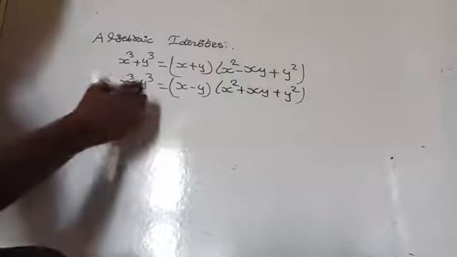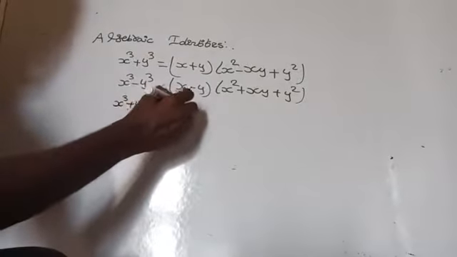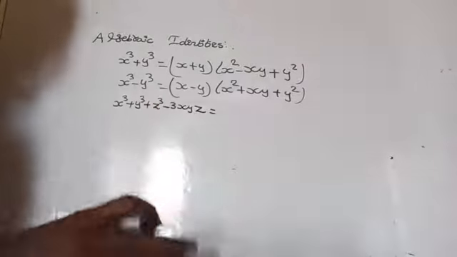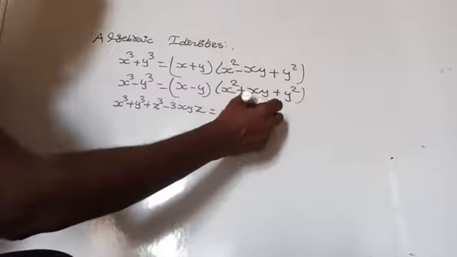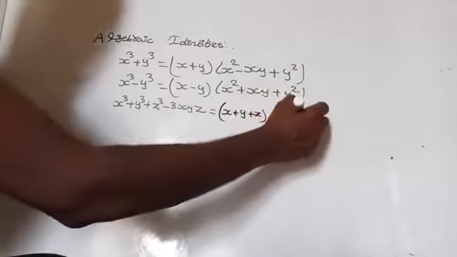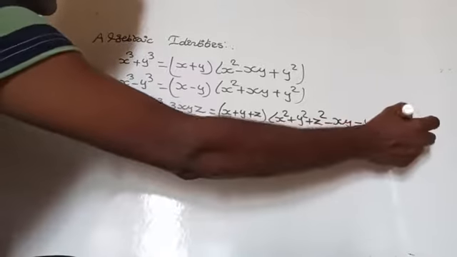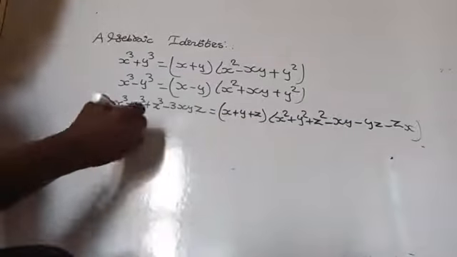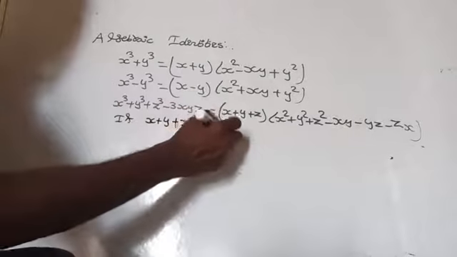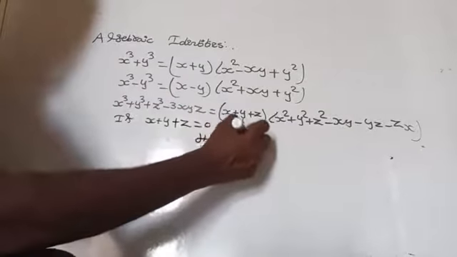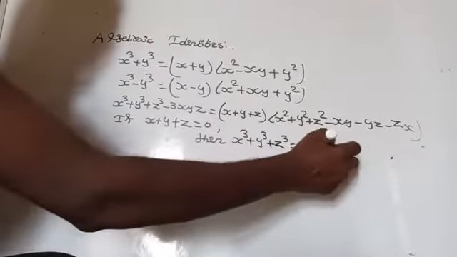Am I right here? And then x cube plus y cube plus z cube minus 3xyz. I think it is not in your syllabus, but anyway you can learn this identity. That means (x + y + z) into (x square plus y square plus z square minus xy minus yz minus zx). If x plus y plus z is 0 in this case, then x cube plus y cube plus z cube equals 3xyz. Am I right here? Yes.